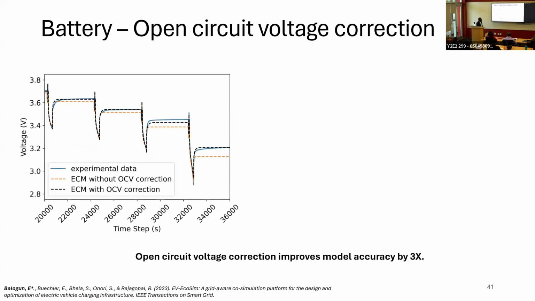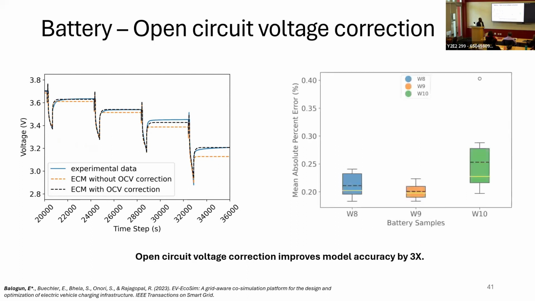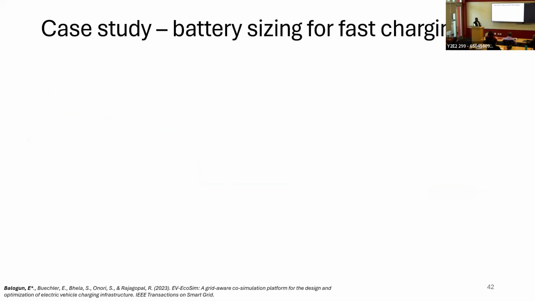And so we show a plot here. You can see the blue is the experimental data. And we can see that with the open circuit voltage correction, we're always able to improve the accuracy of the model. In fact, it improves it like 3 times. I also show the results for a couple of battery samples. These are real battery samples, and we test the mean absolute percent error as well. And they're quite low.